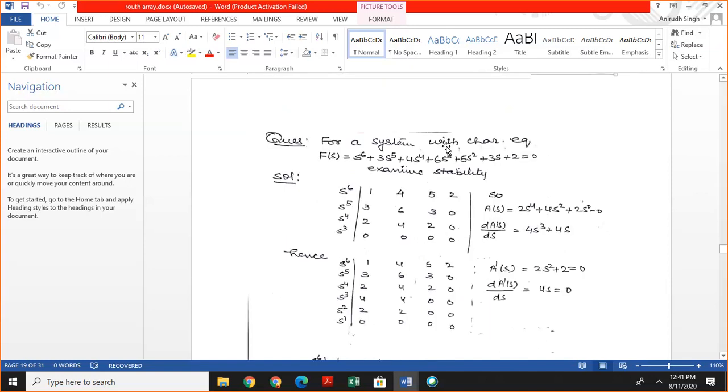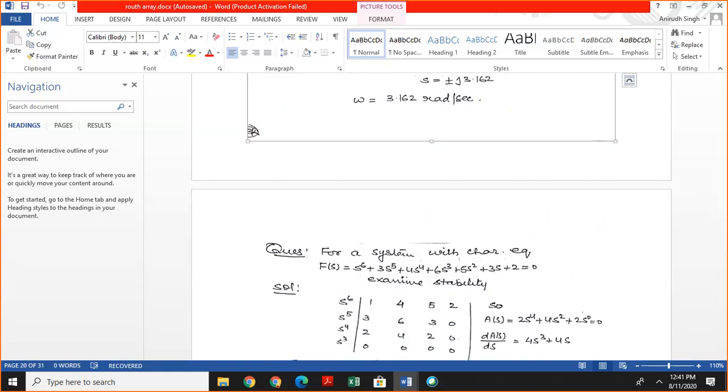Next question is, for a system with this characteristic equation, examine the stability. 1 minute, please.